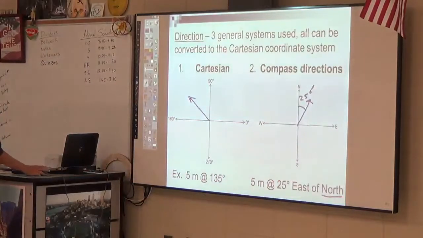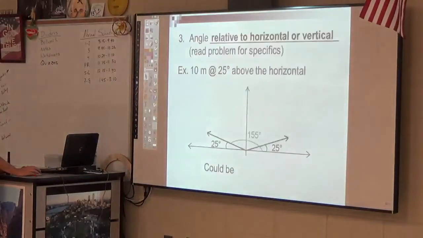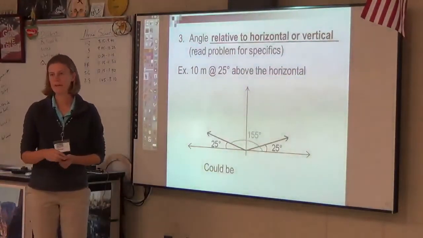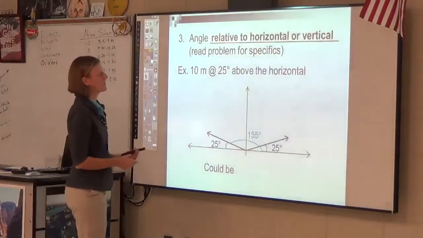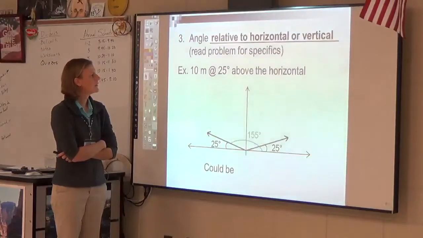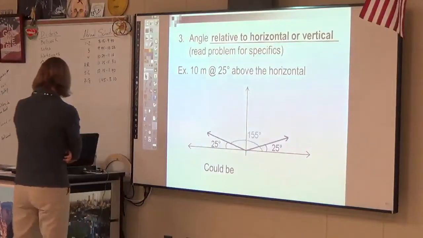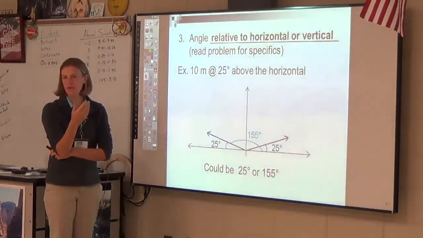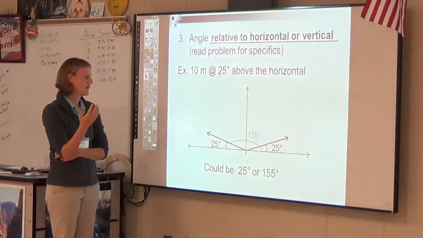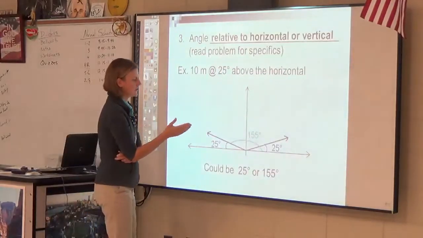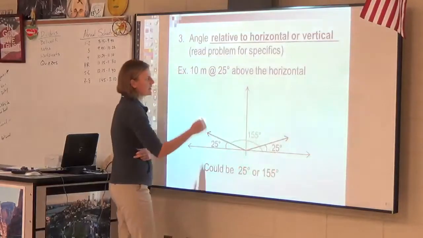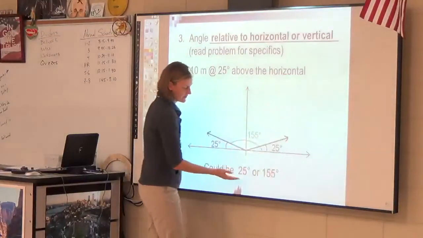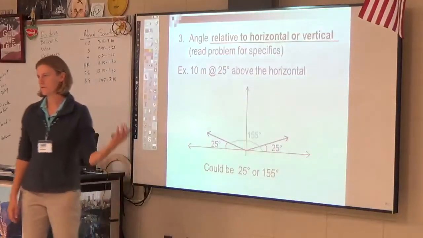All right, and then your other sort of directional system is just relative to a horizontal or vertical. You'll often have, like, okay, somebody's pulling on a rope, and that rope makes an angle of 15 degrees with the horizontal. But you just have to realize that with the horizontal, you can mean two. In all honesty, it could really mean 4 different possibilities. If you just say with the horizontal, it could have been below, above, and which side. If this says 10 meters at 25 degrees above the horizontal, all right, well, your horizontal line would be your x-axis. So it could have been 25, or it could have been 155. That's where it just says, read the problem for specifics.